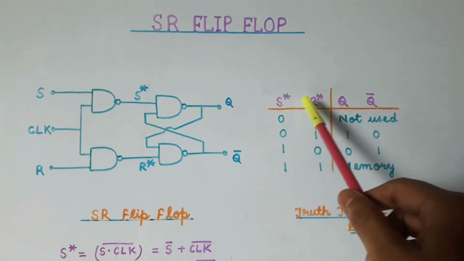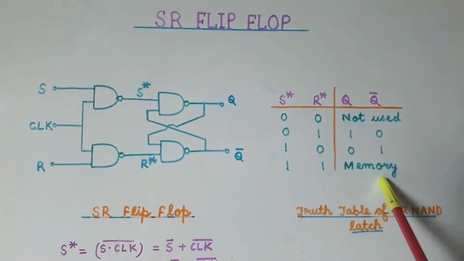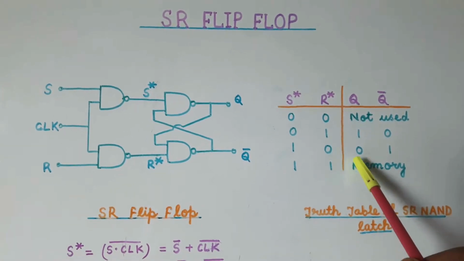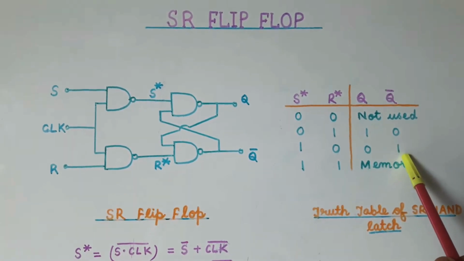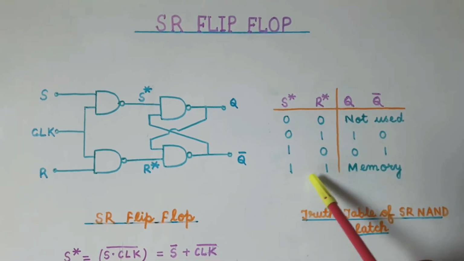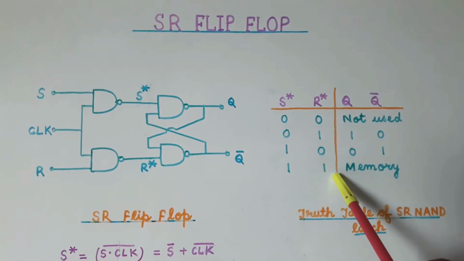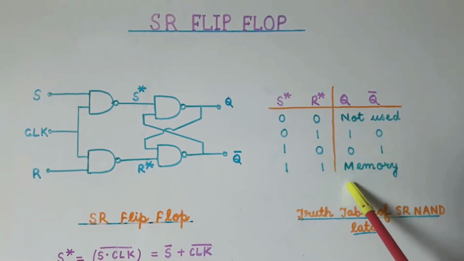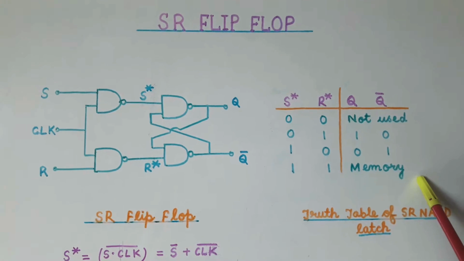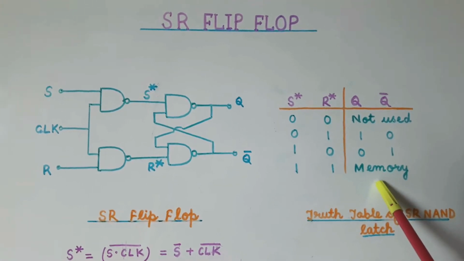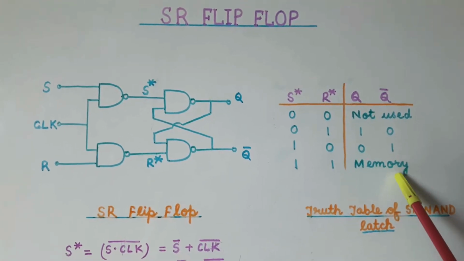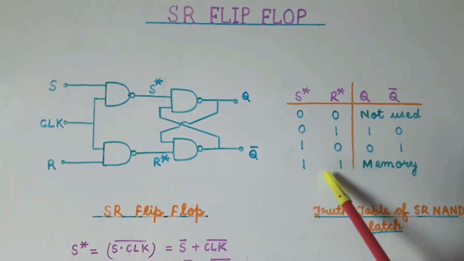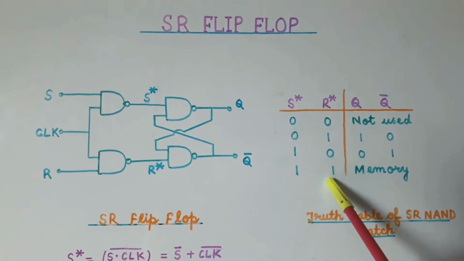Now when S star and R star are both equal to 1, then we are having the memory. For example, if it was 0, 1 in the previous case and if we give S star and R star as 1, then 0, 1 is being stored again. That is, we are having the memory. The memory means that whatever the previous value was, it is being stored again when the values of the inputs S star and R star are equal to 1.